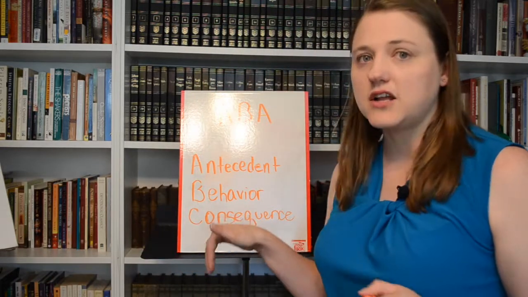Then C is consequence. Sometimes this is just as important as the behavior itself. What happened right after the student exhibited a particular behavior? If they were seeking attention, did everybody in the classroom laugh? Did the teacher scold them? If they were trying to avoid doing math homework and they ran out of the classroom, did they get sent to the principal's office? Was that behavior reinforced?